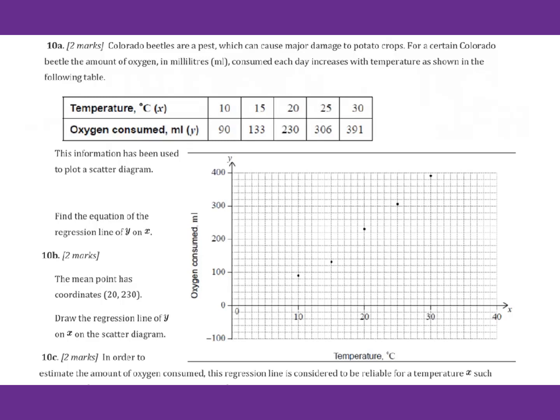Colorado beetles are a pest which can cause major damage to potato crops. For a certain Colorado beetle, the amount of oxygen in milliliters consumed each day increases with the temperature as shown in the following table. This information has been used to plot the scatter diagram. Find the equation of a regression line of y on x.